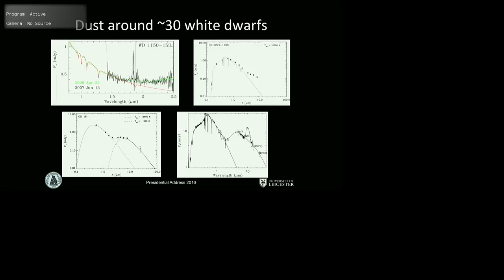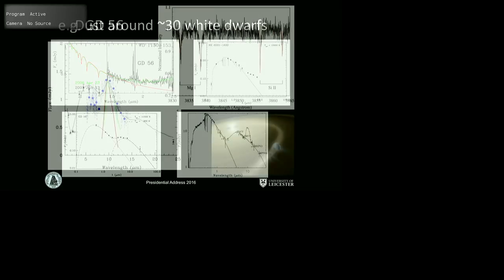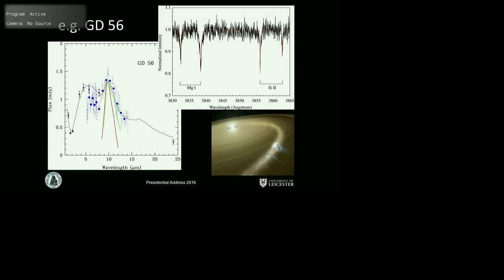And the implication of these observations is that many white dwarfs, particularly cool hydrogen-rich white dwarfs, seem to have circumstellar disks and dust surrounding them. And one particular example demonstrates this in a rather nice way. So here is the infrared spectrum of a white dwarf called GD56. And there's this bump, which is very indicative of some kind of dusty material close by. But when you take a visible light spectrum in the blue, you see absorption from heavy elements, from metals.